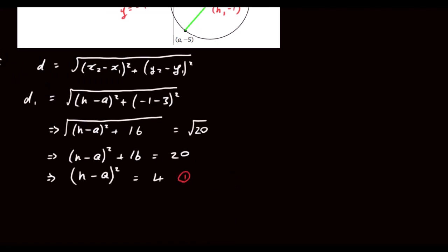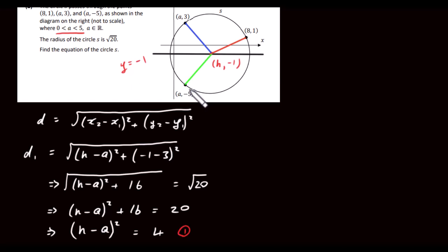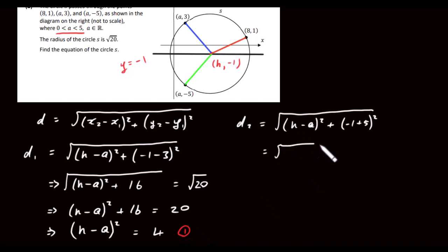Let's have a look at another distance then. Let's look at the distance from this point to this point here. Let's call that distance 2. So that's going to be the square root of, again, (h minus a) squared plus (minus 1 minus 5, which is minus 6) squared. Actually, this is going to turn out to be the same as this one here, I think. So it's just going to be the square root of (h minus a) squared plus (minus 1 plus 5, which is 4) squared, 16. And again, remember, that's equal to the square root of 20.